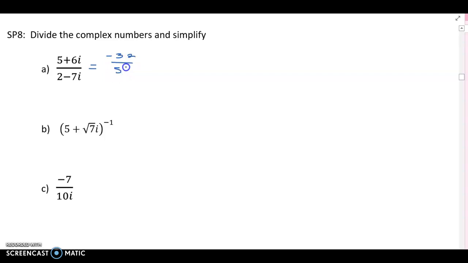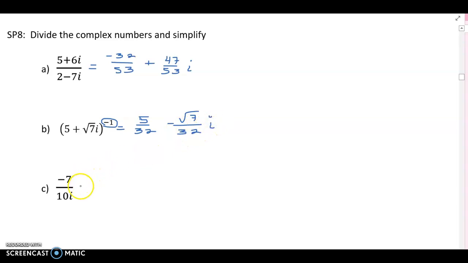So that should be negative 32 over 53 plus 47 over 53I. If any of these you want some more details on, I'm happy to share. That negative 1, remember, puts that on the denominator. And then you have to rationalize. You should get 5 over 32 minus radical 7 over 32I.